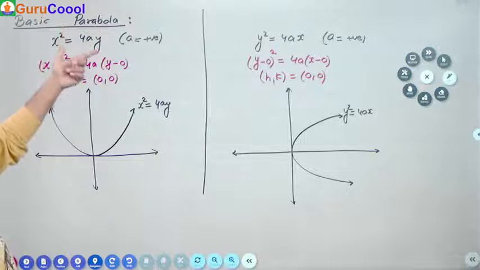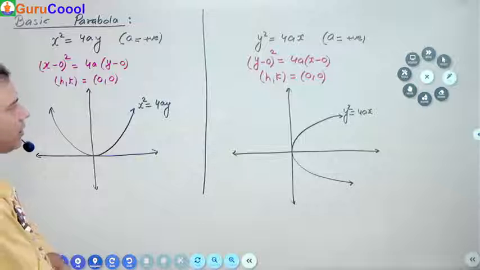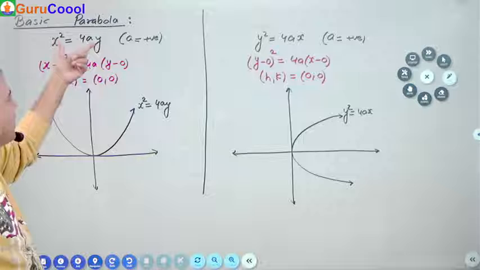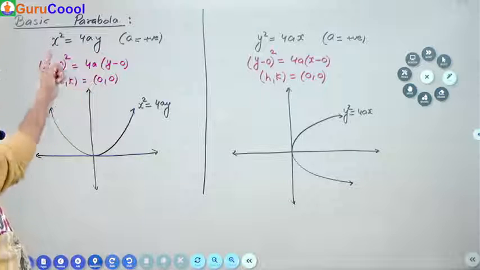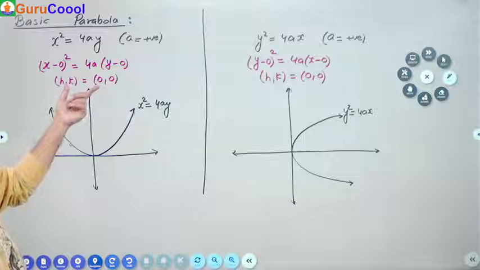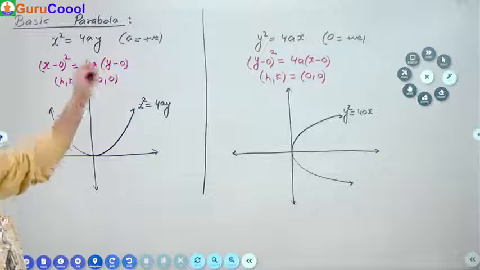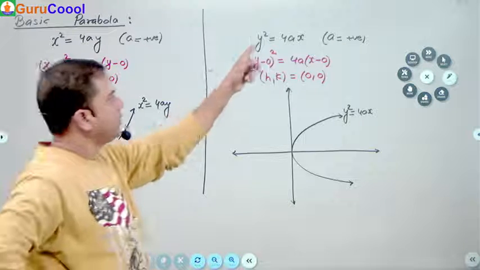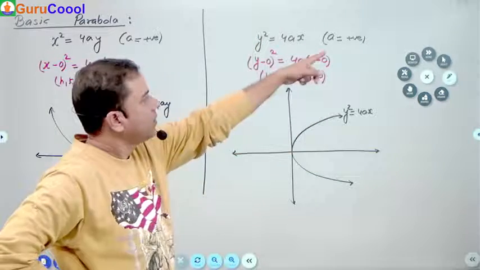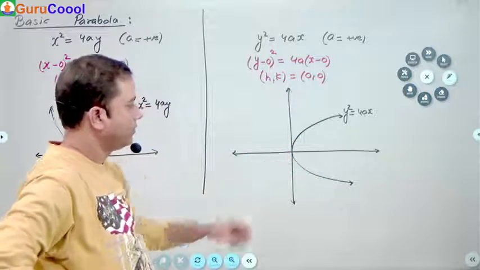Basic parabola. This is the most discussed parabola in the textbook of grade 11 CBSE. This type of parabola is mostly discussed. x square is equal to 4ay. Vertex at (0, 0), opening up because a is positive. And this one has a square over the y term, so it will be a horizontal parabola. a is positive, so opening towards the right side. Vertex at (0, 0). This is the vertex.